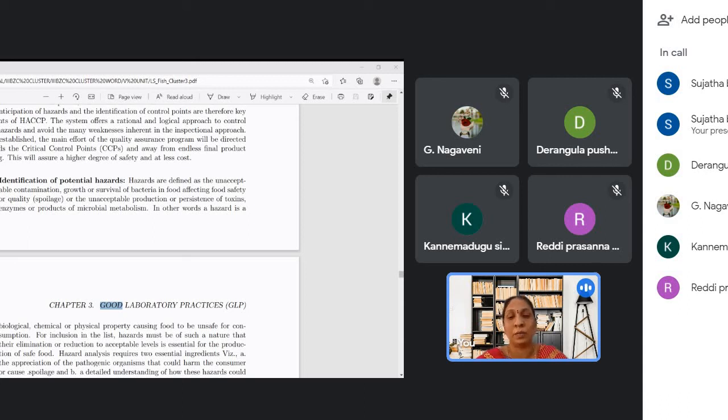So today in class we will discuss sanitation measures in aquaculture. Today's discussion is the Hazard Analysis and Critical Control Point, HACCP, a detailed study of what the principles and basics of HACCP are.